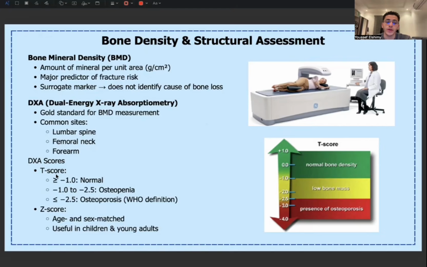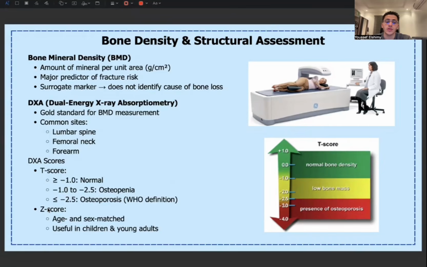So the T score is very important because it tells us whether it is a normal bone density or low bone mass or a diagnosis of osteoporosis. So you have to know these numbers. Whenever the number is greater than -1, it is considered normal. Whenever the number is between -1 to -2.5, it is called osteopenia or decreased bone mass. And this is a high risk towards developing osteoporosis. Once you have a number of -2.5 or less, then we can diagnose a patient having osteoporosis.